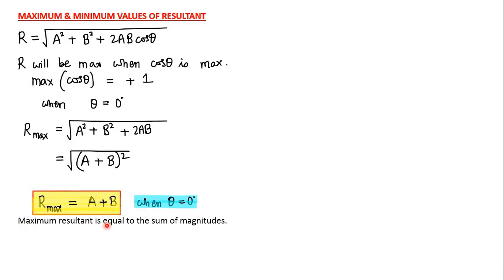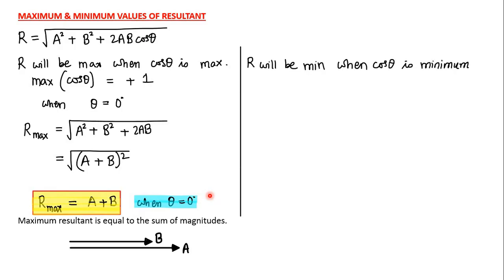Maximum resultant is equal to the sum of magnitudes, and this happens when the angle theta is 0 degrees. That means both the vectors are in the same direction. Then we obtain the maximum resultant equal to a plus b. Now coming to the minimum condition. The resultant will be minimum when cos theta is minimum. And what is the minimum value of cos theta? It is equal to minus 1. This happens at what angle? When the angle is equal to 180 degrees.